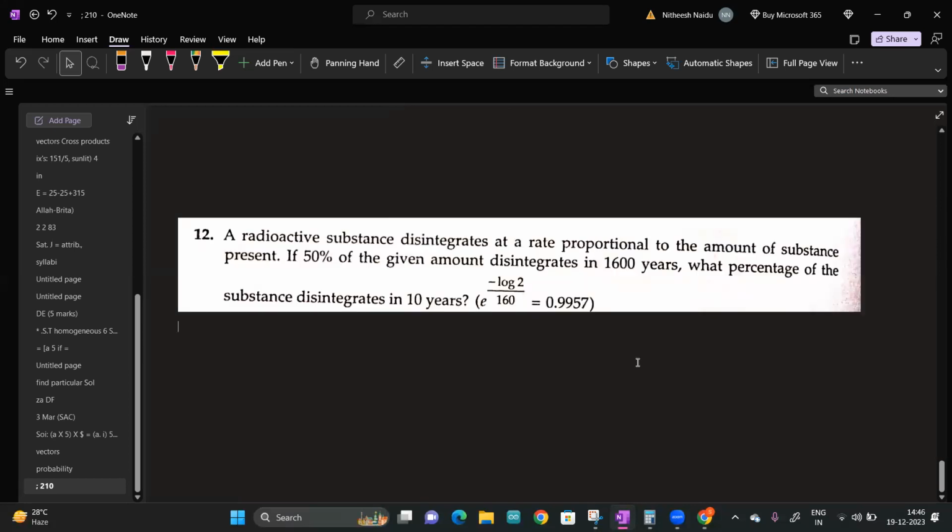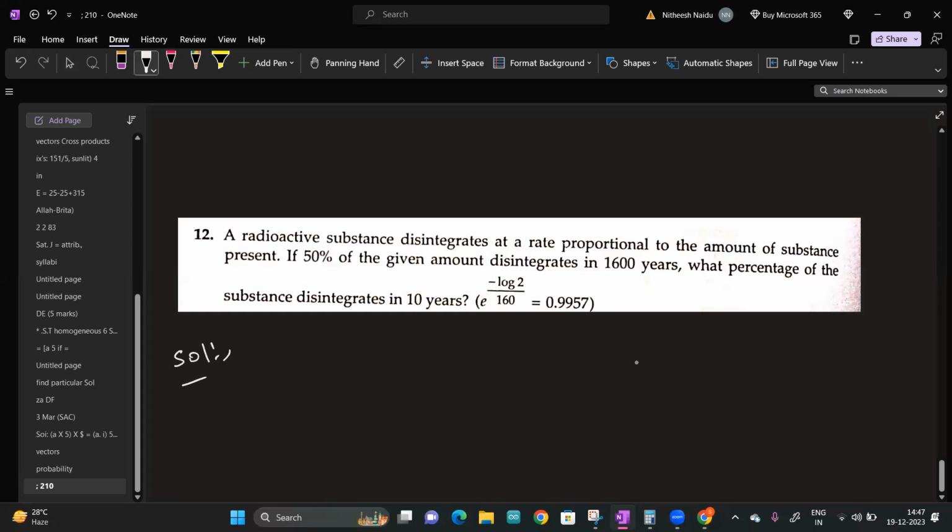So a radioactive substance disintegrates at a rate proportional to the amount of substance present. If 50% of the given amount disintegrates in 1600 years, what percentage of the substance disintegrates in 10 years? Some e power value was given. Okay, so write down the solution.